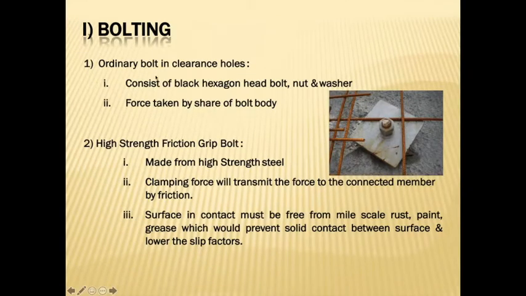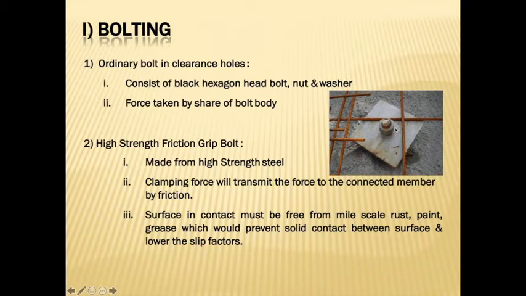For the bolting process, an ordinary bolt in clearance holes consists of a black hexagon head bolt, nut and washer, and force is taken by shear of the bolt body. A high strength friction grip bolt is made from high strength steel. Clamping force will transmit the force to the connected member by friction, and the surface in contact must be free from mill scale, rust, paint, and grease, which would prevent solid contact between surfaces and lower the slip factor.